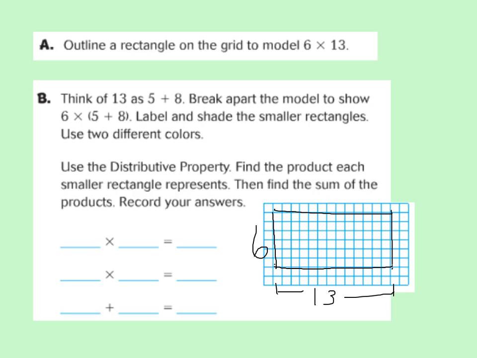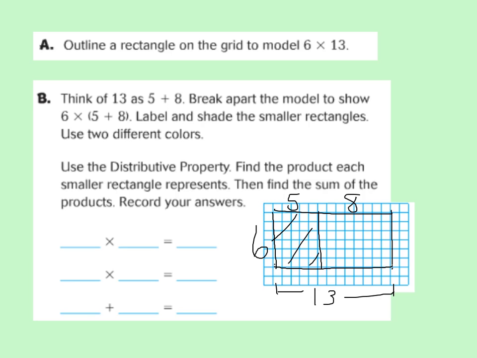But to make this a little bit easier and to use the distributive property, we're going to break that 13 down into the addends 5 plus 8. So let's go ahead and do that. I've got 1, 2, 3, 4, 5. And here's my 5. And here I have 8 more. All right. It says label and shade the smaller rectangles. Use 2 different colors. Well, that's a little bit hard for me on here, but I'm going to just draw a little line so we know this is the 5 side.